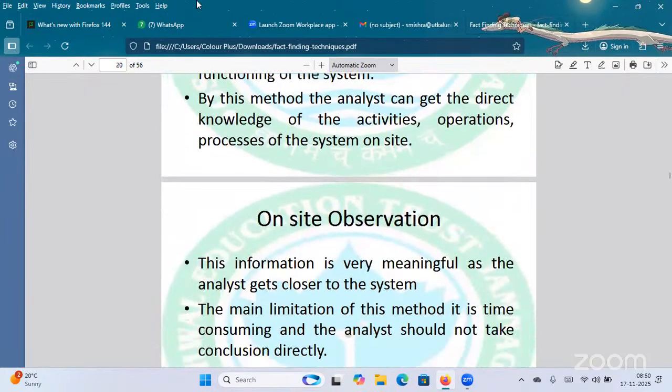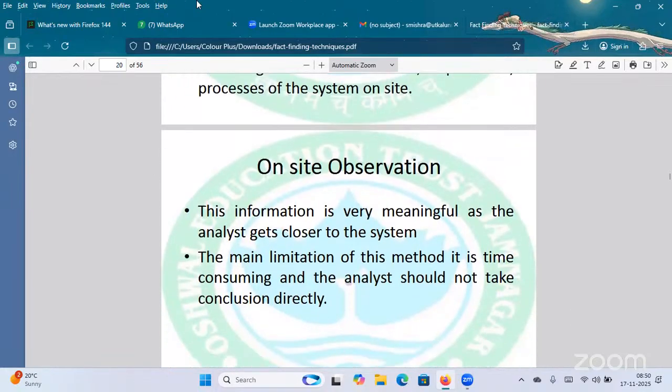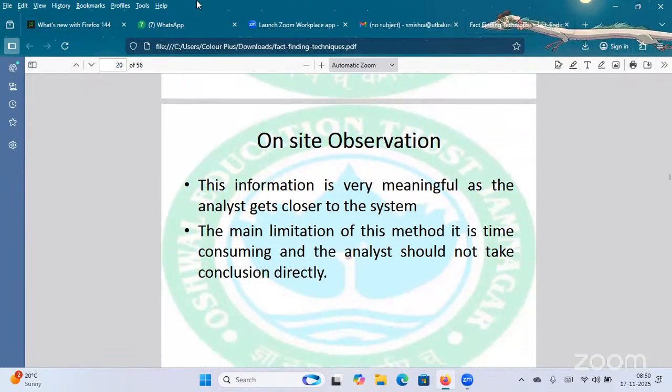That is called on-site observation. So this information is very meaningful as the analyst gets closer to the system. The main limitation of this method is that it is time consuming, because a system analyst will go there, sit there, observe the conditions, observe the problems, observe the processes like this. So it is not an easy task, and it will take more time, or we can say it is time consuming.